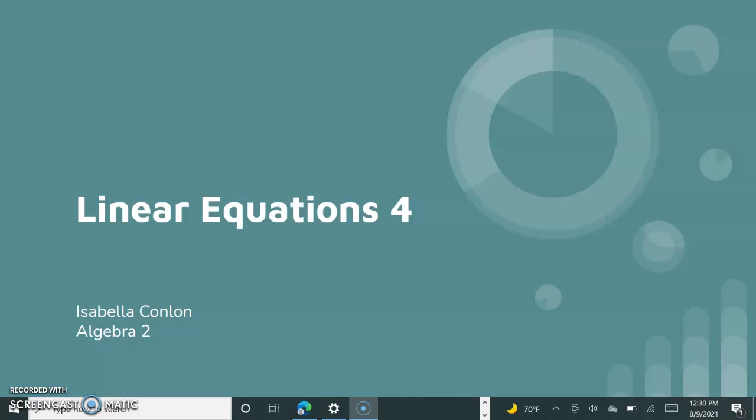In my presentation, I'm going to be talking about what a linear equation is, what it looks like on a graph, and different types of linear equations. I have multiple examples, including a word problem, and I will also be talking about and solving with the point-slope formula, using standard form, as well as using slope-intercept form.